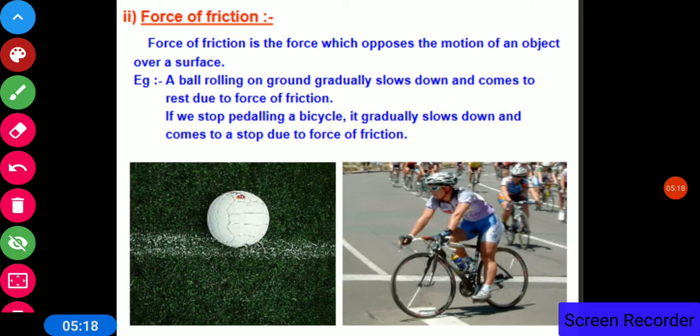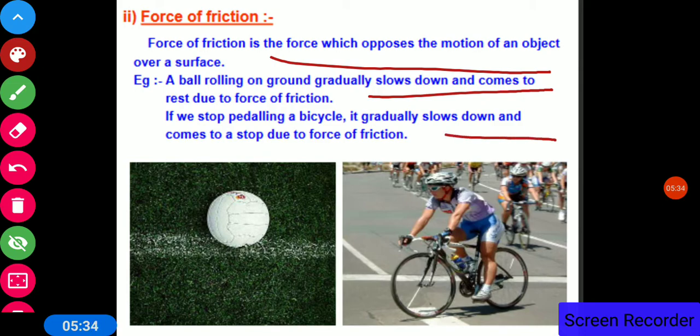Force of friction. Force of friction is the force which opposes the motion of an object over a surface. A ball rolling on the ground gradually slows down and comes to rest due to the force of friction between the ball and the ground. If we stop pedalling a cycle, it gradually slows down and comes to a stop due to the force of friction acting between the tires of the cycle and the ground.